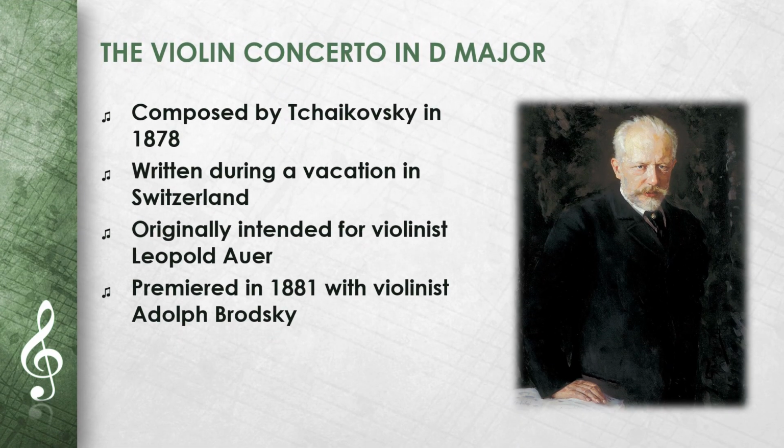The Violin Concerto in D major was composed by Pyotr Tchaikovsky in 1878. He wrote it during a vacation in Switzerland after going through a difficult period. The concerto was originally intended for the violinist Leopold Auer, but he declined because it was too difficult for him. The premiere finally took place in 1881 with the violinist Adolf Brodsky.